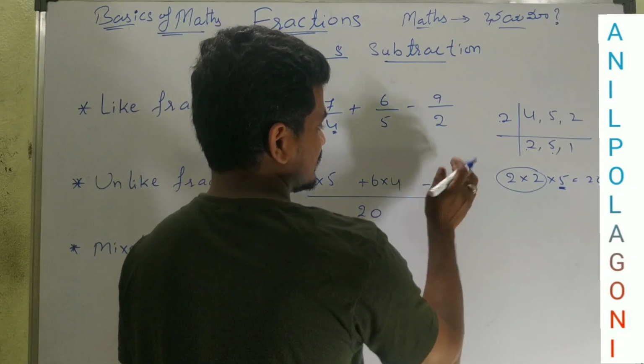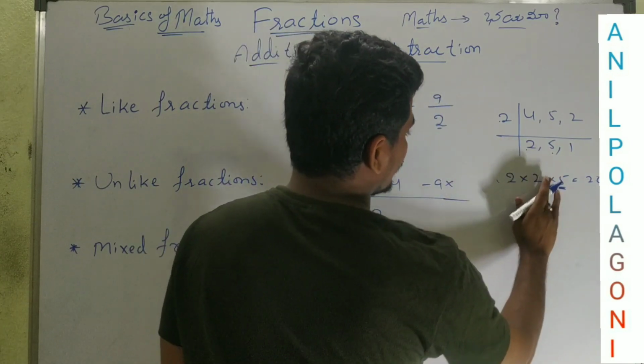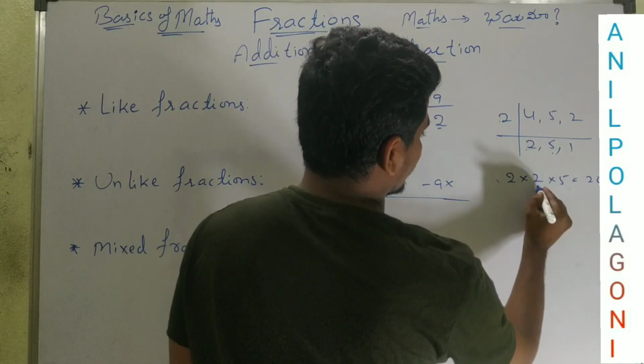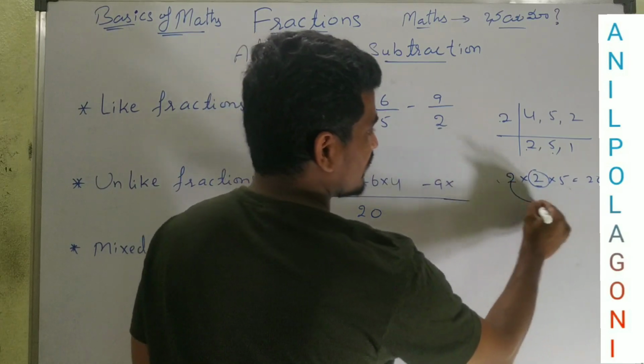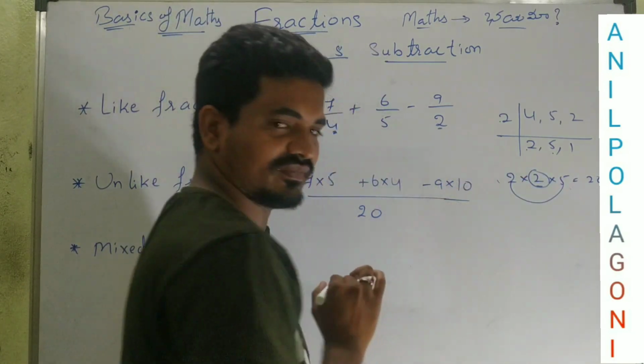And next minus 9 down, what is there? 2, only 2 is there. This 2 is cancelled. And remaining numbers are what here? 2 5s are 10. With the 10 we should multiply.